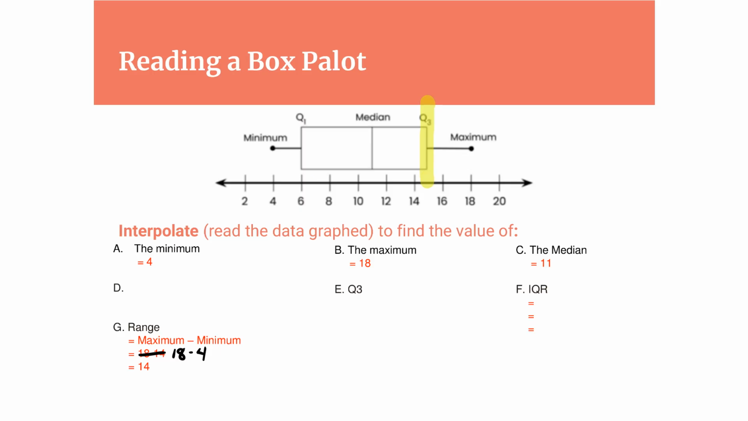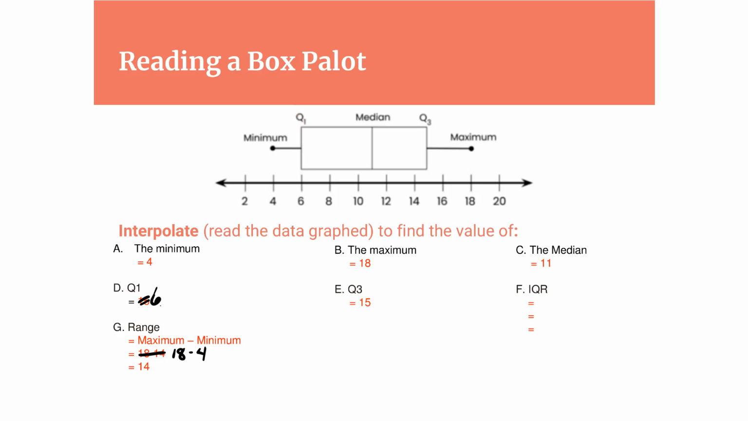We want to find the third quartile mark, and it looks like it's falling halfway in between 14 and 16. So we would guess that that is 15. And finally, the interquartile range. Whoops, no, we missed. I forgot about Q1. Q1 is equal to 6 because it's right there.